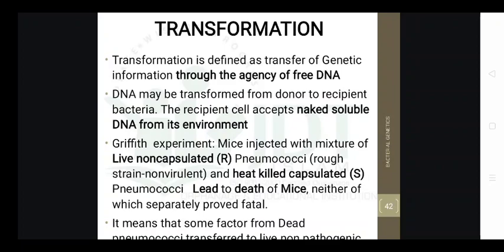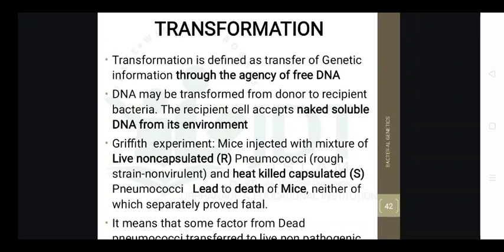First one is transformation. It is defined as the transfer of genetic information through the agency of free DNA through its environment as a naked soluble DNA. So if we are mixing two cells in a solution, the genetic material of one cell will go to another cell through that solution, through the environment, as free naked DNA. That is the difference from the other gene transfer methods.